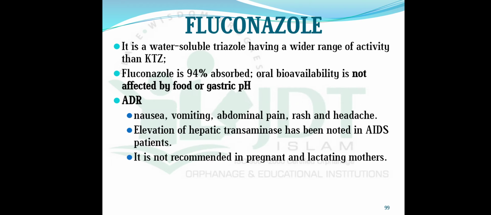Now the next drug is fluconazole. It is also an orally effective azole drug, but it has an advantage over ketoconazole: its absorption, or bioavailability, is not affected by food or gastric pH. That is the advantage of fluconazole, which has a higher oral bioavailability. 94% is absorbed because it does not depend on gastric pH or food.